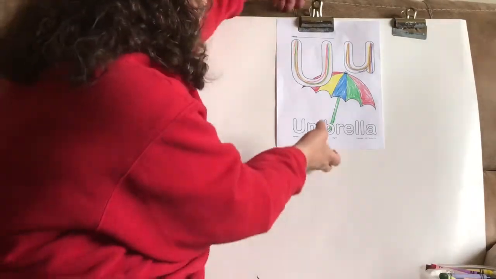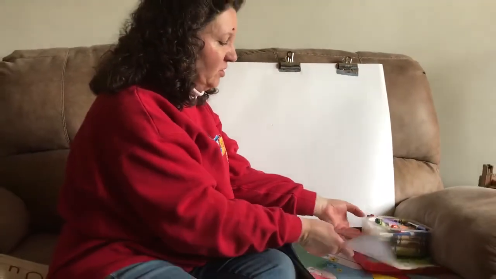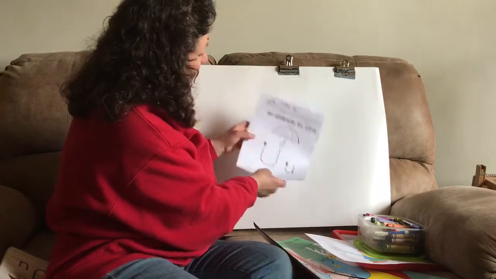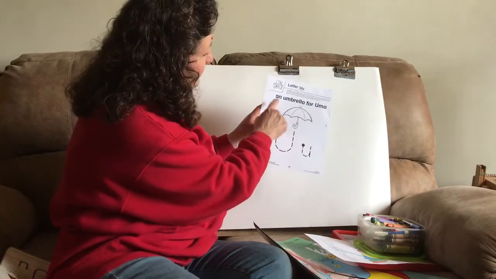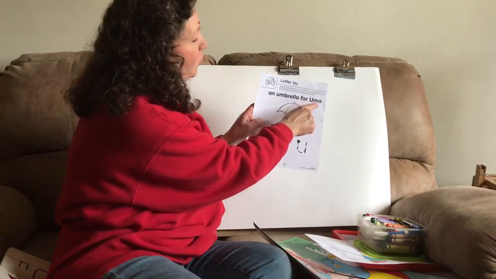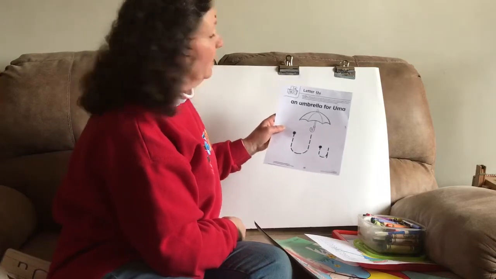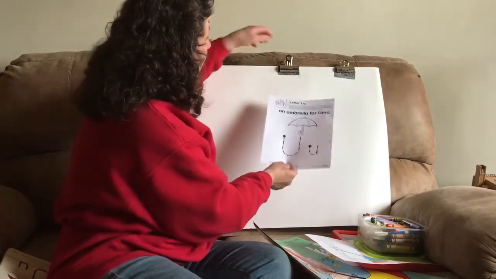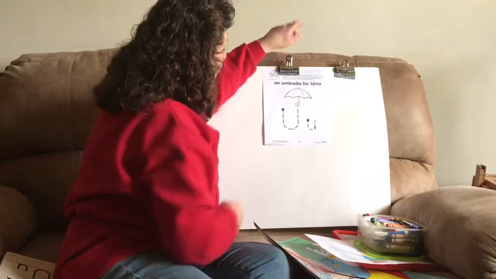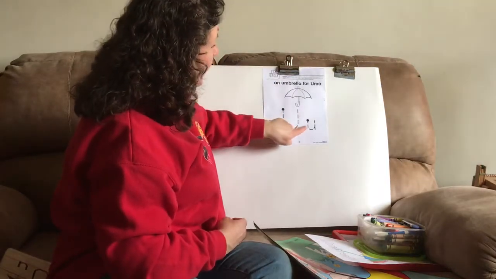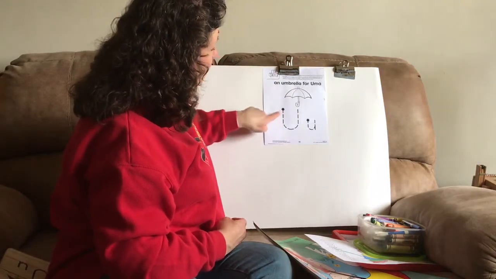Now the other thing that we're going to do today, you can do whenever you have time, is we have the letter U again. It says an umbrella for Uma. Uma is a girl's name. So Uma begins with a capital U. Now on our paper, again, we have our capital U and our lowercase u. So we're going to trace it again.